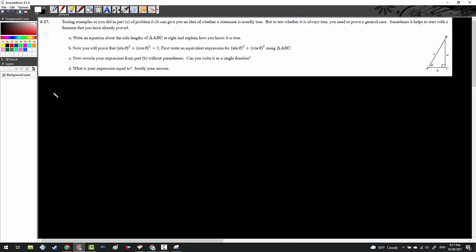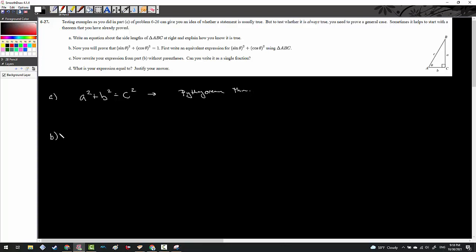So it says, first off, write an equation about the side lengths of triangle ABC at the right, which is this guy, and explain how you know it's true. Well, if I had to just use a trigonometric relationship with a right triangle using only the sides, the only thing that I could guess would be that a squared plus b squared is equal to c squared. That's the only thing that I know is true, and that's because of our good old buddy Pythagoras. So this is the Pythagorean theorem. All right, so we know that to be true.